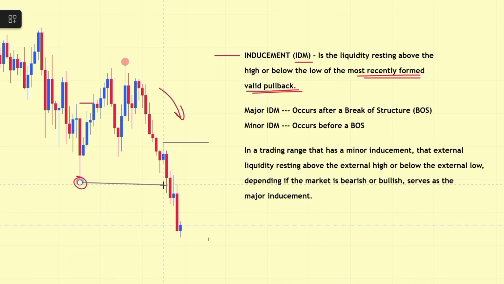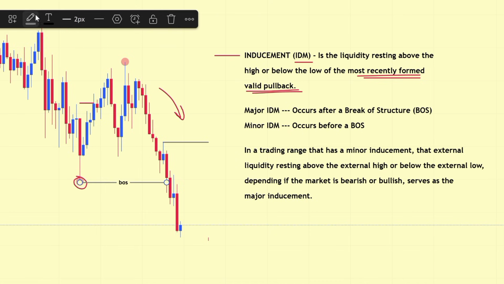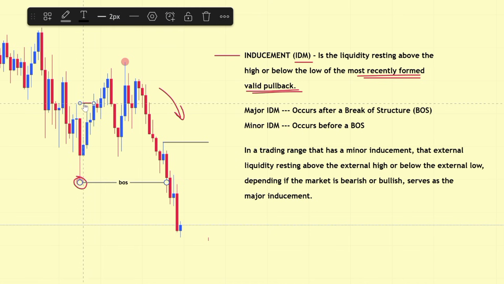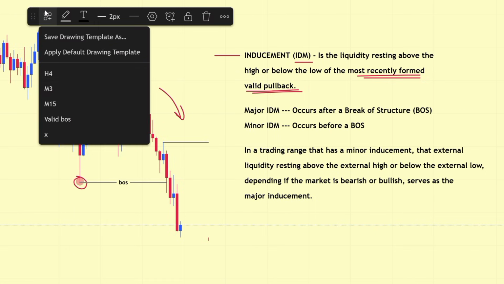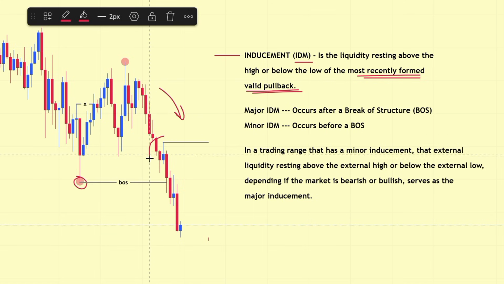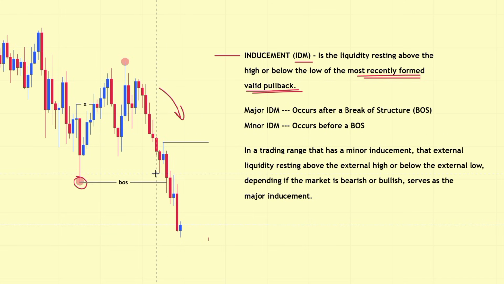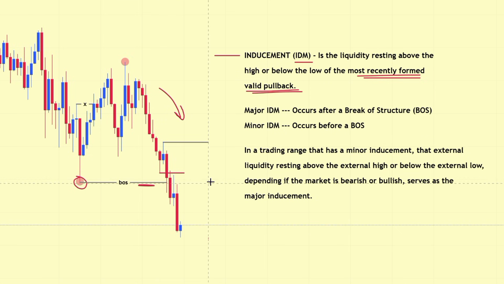We can clearly see that this one here is our break of structure. So exactly right there, that's a valid break of structure. And we can clearly see where the recently formed valid pullback that was taken out to confirm this break of structure was, exactly right there. And you can clearly see that our recently formed valid pullback was created before the break of structure. Okay, so back to the theory part.